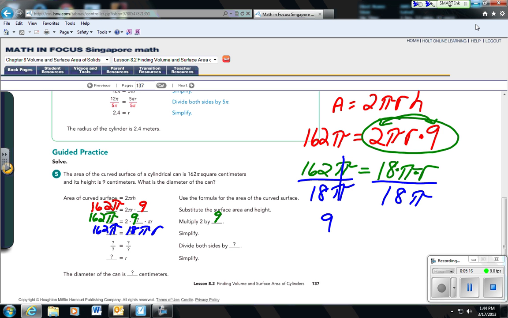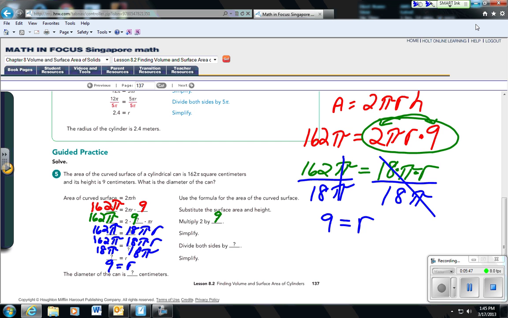And then again, pi over pi cancels. So we have 9 on the left side equals, and 18 pi over 18 pi, those cancel each other out, and we are left with r. So we now know that the radius is 9. If I fill in everything over here, it's exactly what I just wrote. 162 pi equals 18 pi r. Divide both sides by 18 pi. And when you do that, you get 9 equals r.